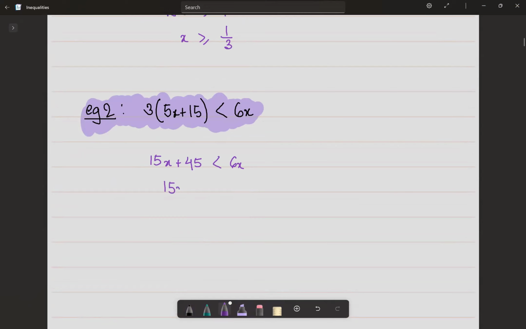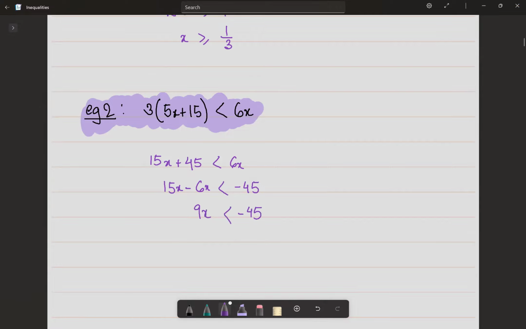15 minus 6x is less than this. 45 comes to the other side and becomes minus 45. Now 15 minus 6 would give us 9. So 9x is less than minus 45.